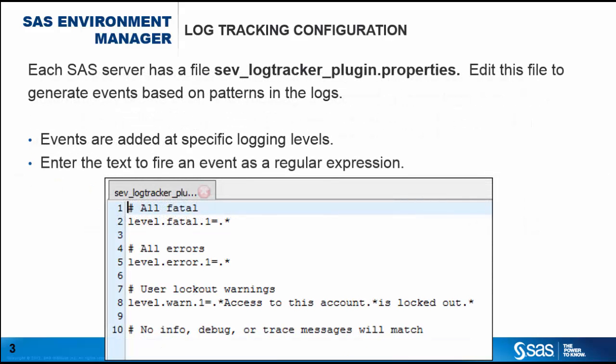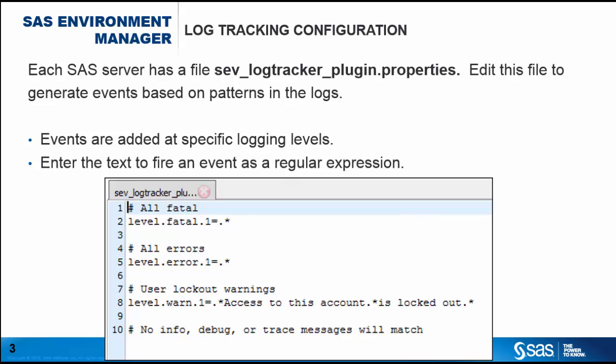That file, the Sev Log Tracker plugin properties file, can be edited to configure events based on patterns in SAS logs. Events are added at specific logging levels, and the text to fire an event is entered as a regular expression.